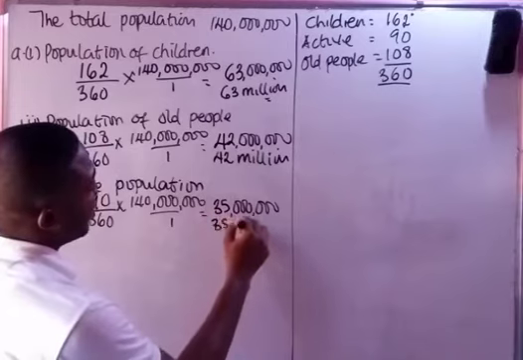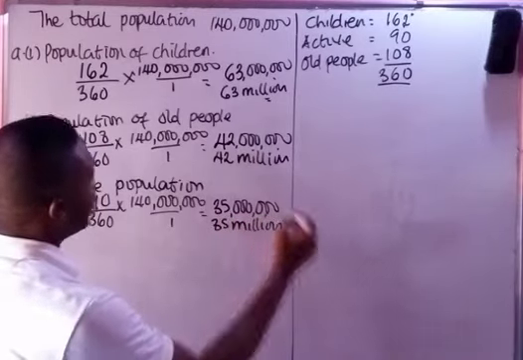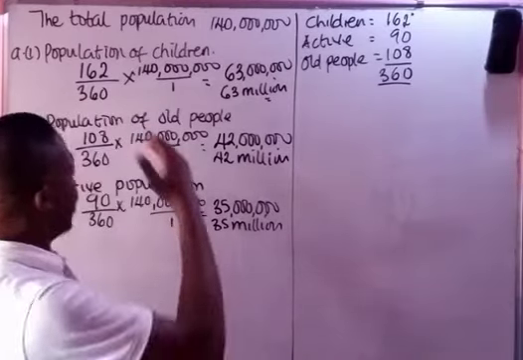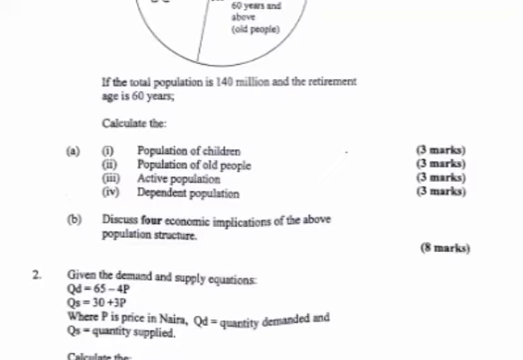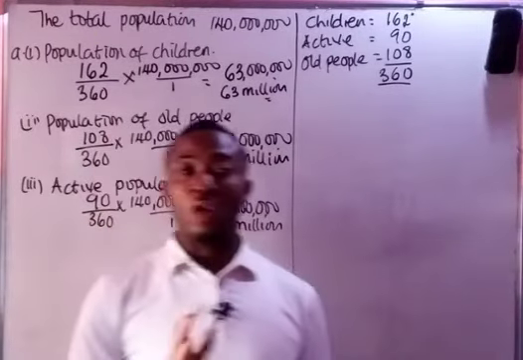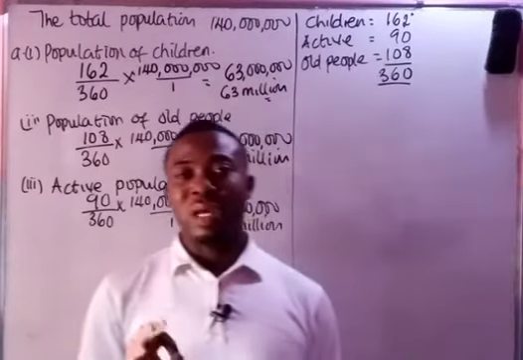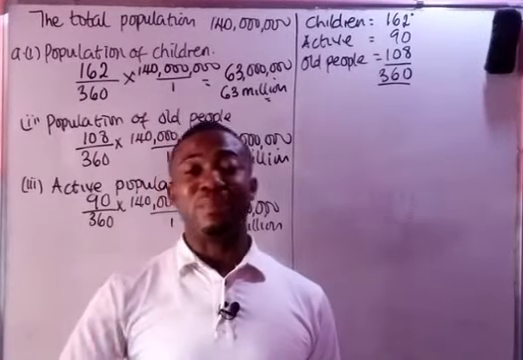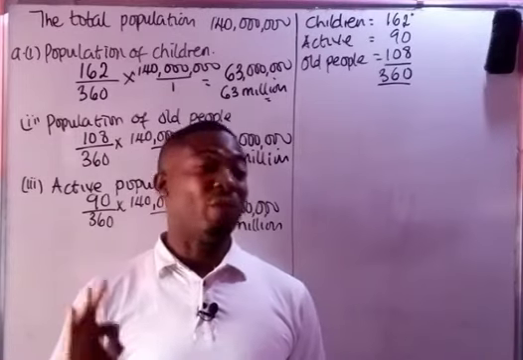So that's 35 million is the active population. Okay, so we've gotten the population of each. So the next one is the dependent population. Now, what's the dependent population? Dependent population is that aspect of the total population that can't depend on themselves. They are not independent. They depend on the active population to survive.